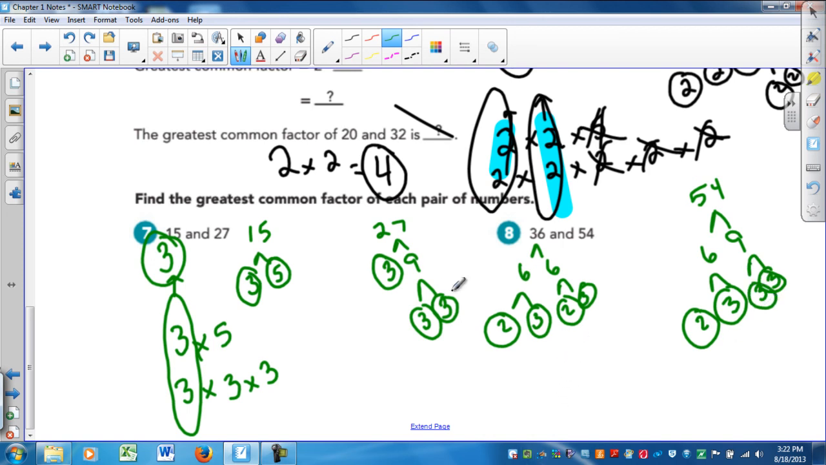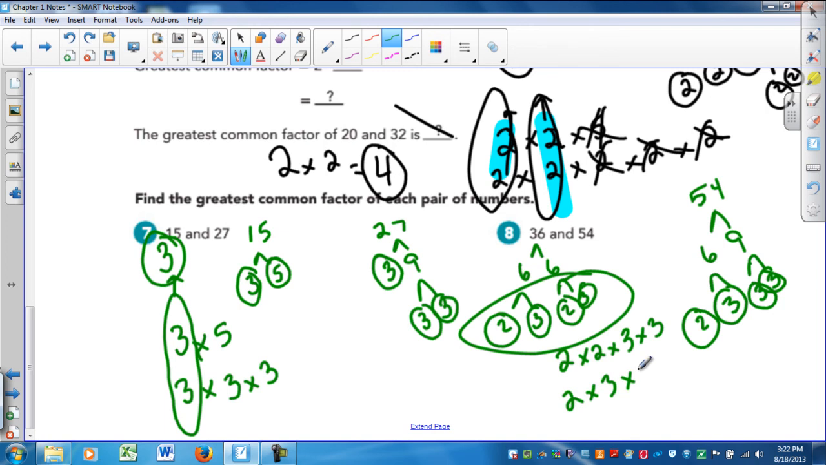Now just go ahead and write it, or get them stacked upon each other. So 36 is 2 times 2 times 3 times 3. So I'm just getting it from right there. Okay? And then this one is 2 times 3 times 3 times 3. Look for common factors. I see a common 2. Okay, I see a common 3 right there. I see a common 3 right there.